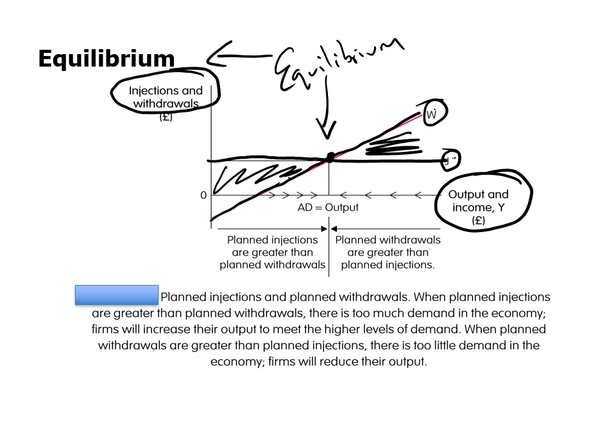Okay, the key thing to remember is we're only at equilibrium when aggregate demand is equal to aggregate supply, which is our output here, and planned withdrawals are equal to planned injections. When planned injections are greater than planned withdrawals, there's too much demand in the economy. Firms will increase their output to meet the higher levels of demand. When planned withdrawals are greater than planned injections, there's too little demand in the economy, and firms will reduce their output.